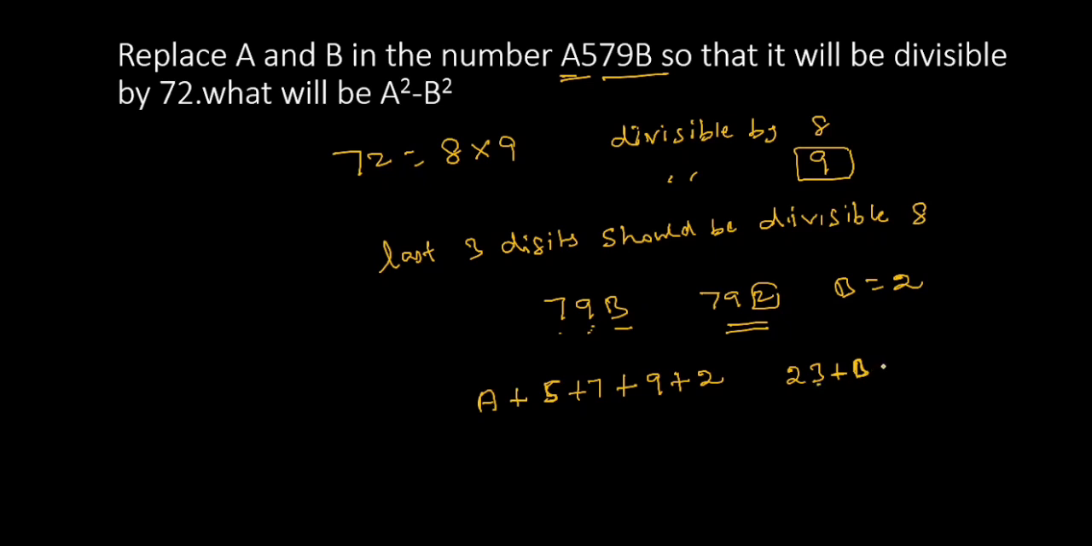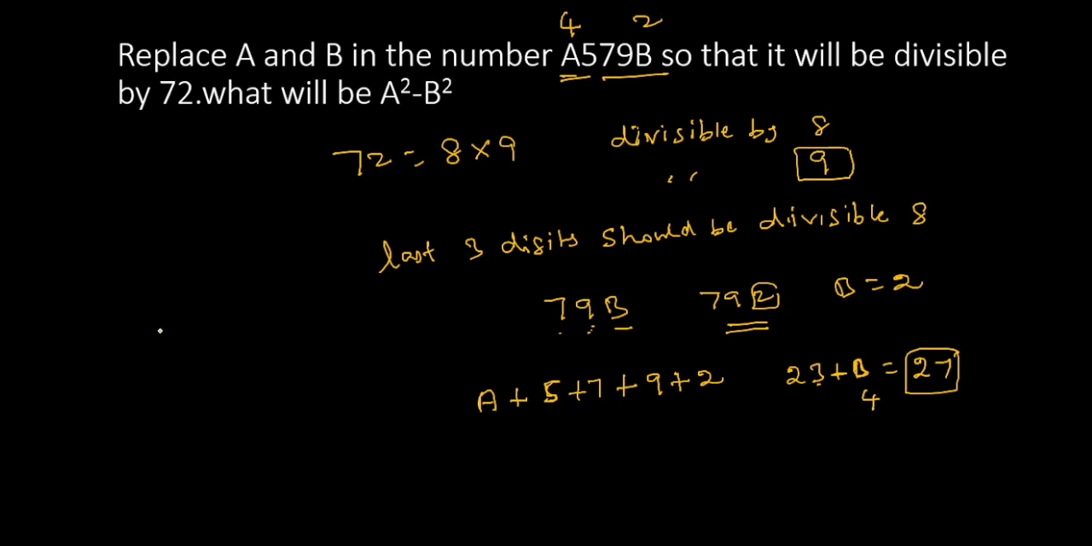So 23 plus A, when I apply A equal to 4, it will become 27. Now 27 is divisible by 9. So A will become 4 now. So A will become 4 and B will become 2. Now this is the mechanism.